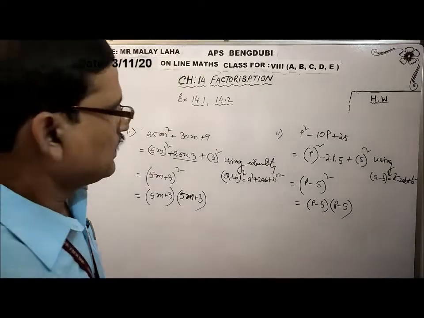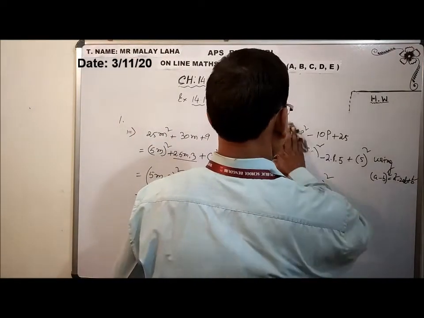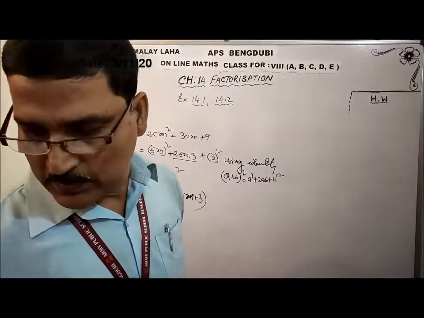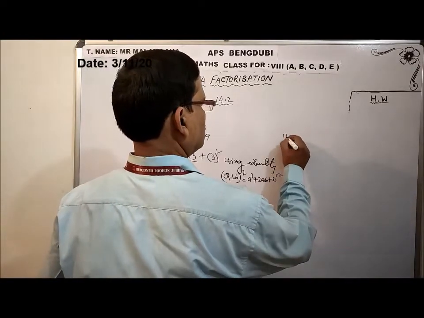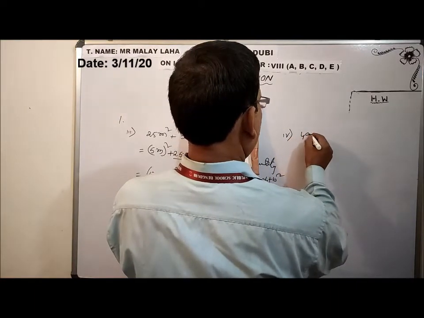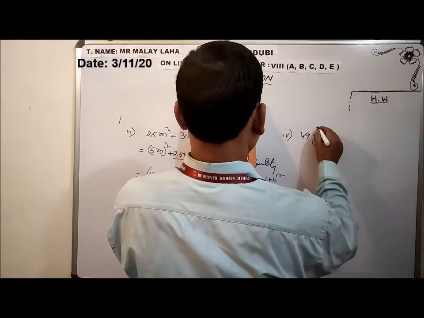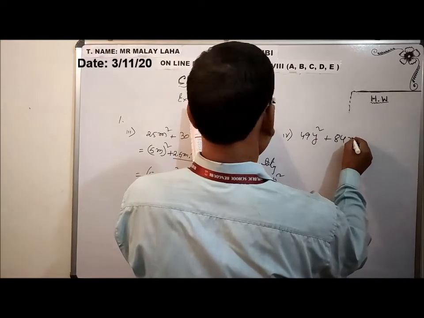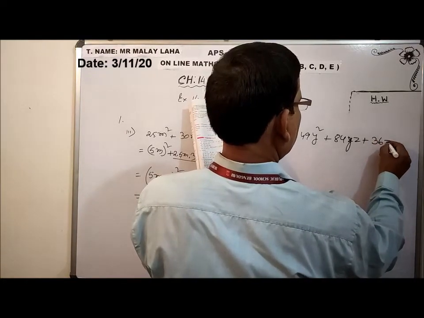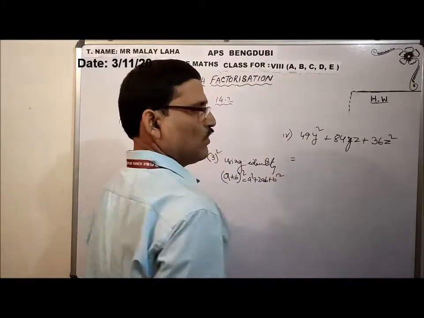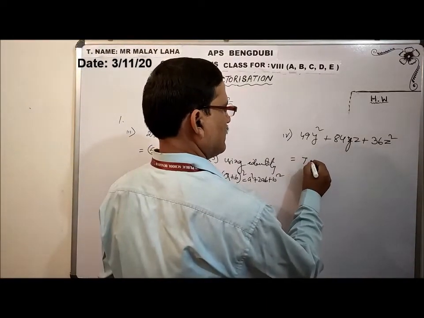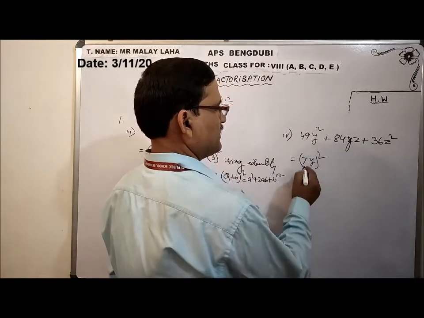Clear? Now next is question number 4: 49y square plus 84xyz plus 36z square. So first, how can I write 49? What is the square root of 49? That is 7y whole square, 7 7s are 49.